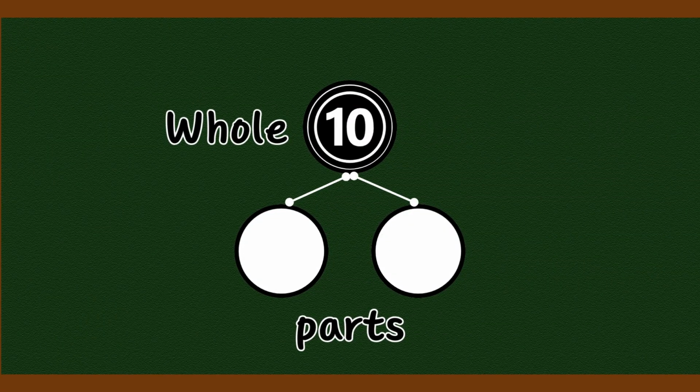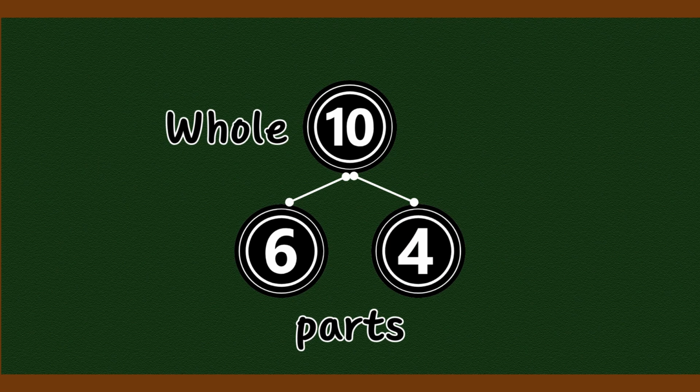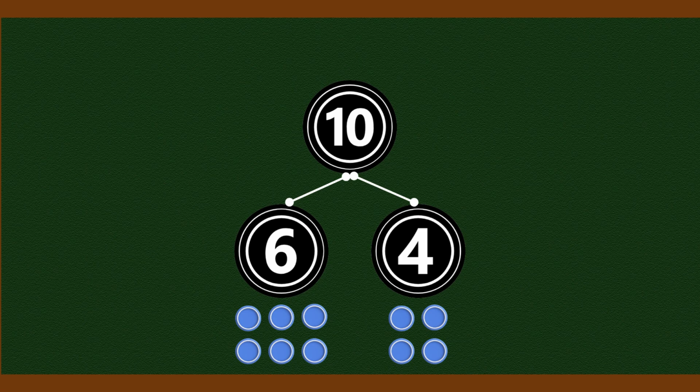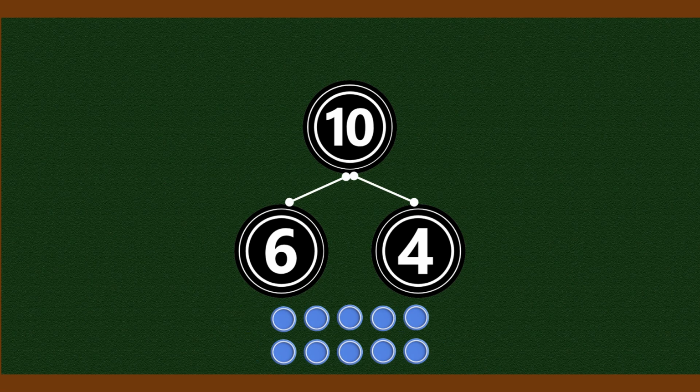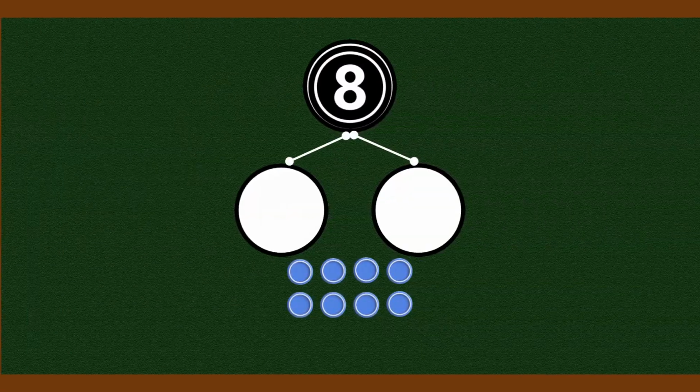For example, here's the number 10. The parts are 6 and 4. When we put them together, 6 plus 4, they make 10. Isn't that fun? Let's make some number bonds together.